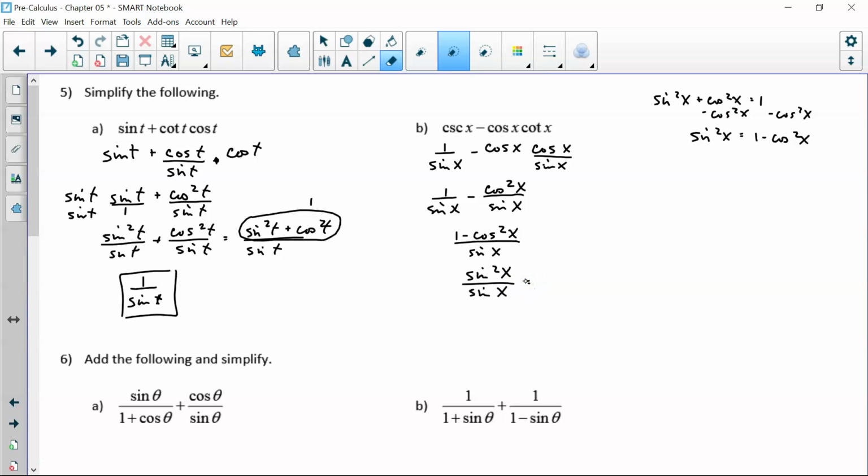Keep in mind, sine squared is just sine of x times sine of x, and that's over the sine of x. Now, one of the sines on the top and on the bottom cancel out, so all that equals just sine of x. It's all about being able to rewrite for these. That's what I think is the fun part. It's kind of like a little puzzle.